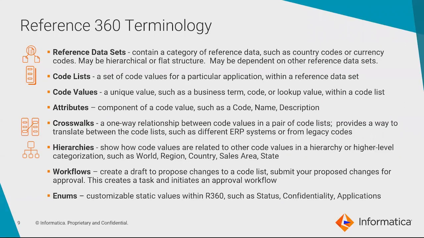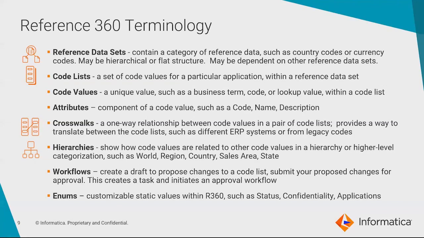And then code lists exist within a reference data set. So a reference data set is a set of code lists. Those are a set of values for a particular application. Those code values all have to be unique, and they'll need to contain a business term, such as a name, a code, or lookup value, and perhaps a description. You can also add additional columns or attributes, such as a description, or such as dependencies and so on.